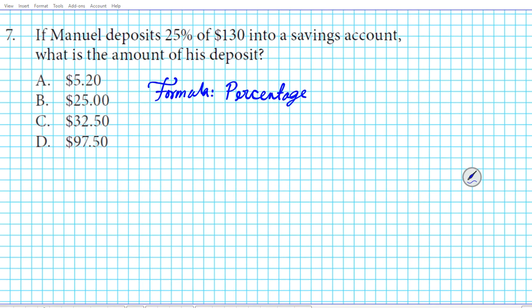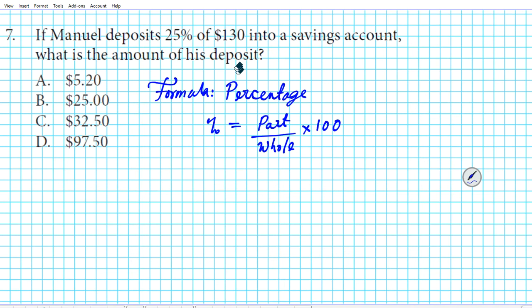Now, what is the percentage formula? The percentage formula is as follows. Percent is equal to part divided by whole. This gives you the percentage in decimal form. Then when you multiply it by 100, you have the percent. Now, in this problem, we are given the percent and the whole. We're asked to find the part. So how do we do that?